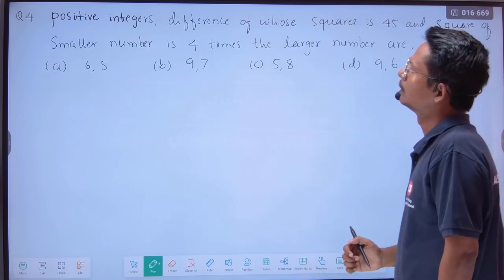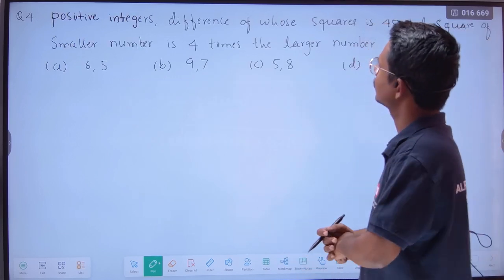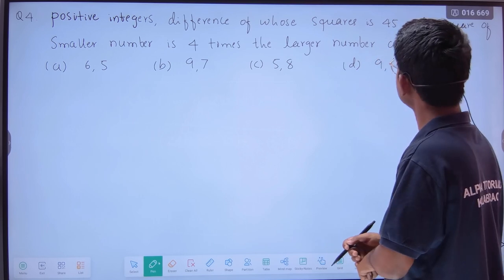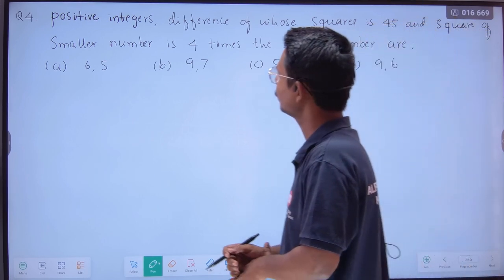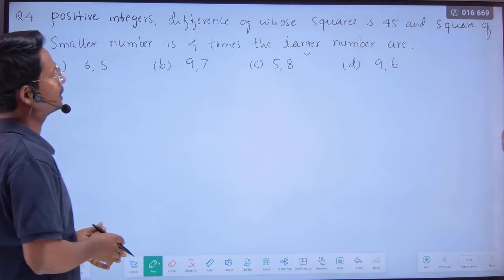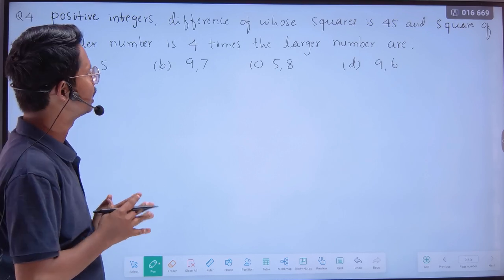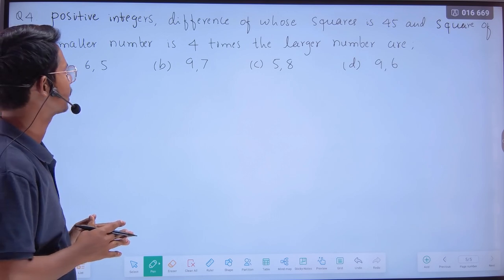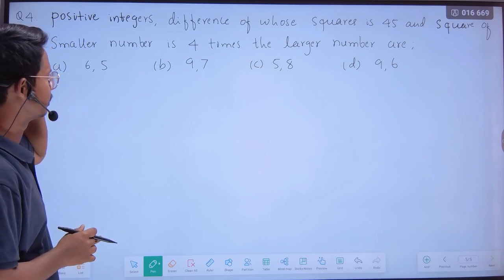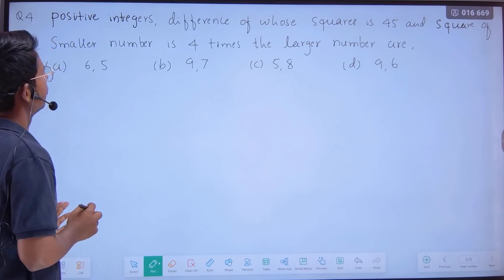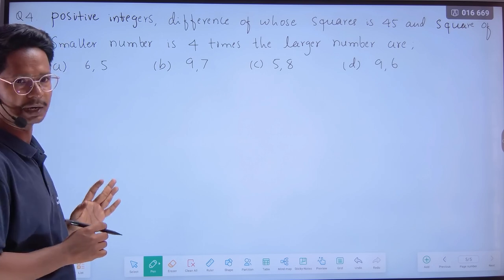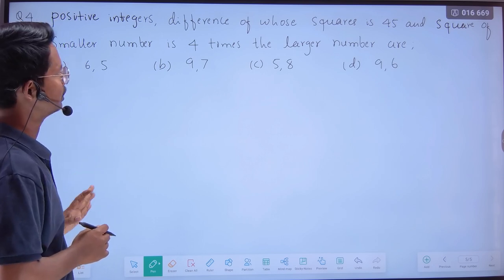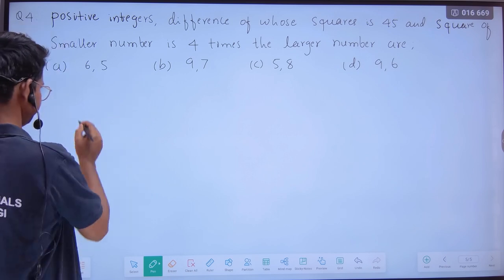Next one: positive integers, difference of whose squares is 45, and square of the smaller number is 4 times the larger number. It means you need to find the larger and the smaller number. So this is the understanding. The two integers must be positive, that we will come to know from the question. Now try to understand.